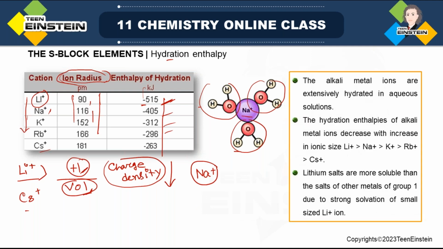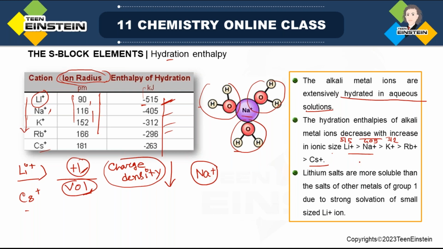So now what are the conclusions we can draw? The alkali metal ions are extensively hydrated in aqueous solution. That is common for all. But if you consider the order, it decreases with increase in size. So this is the order. Now when we are considering the order, we are just focusing on the numerical value. For lithium it is 515, for sodium it is 405. Don't think including the negative sign, because then the order will be different. It is just based on the numerical value.